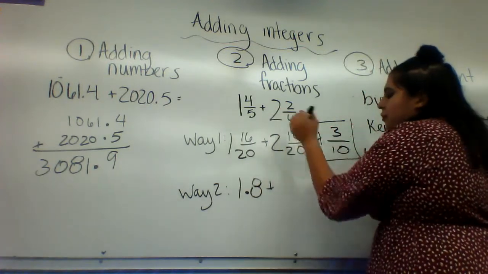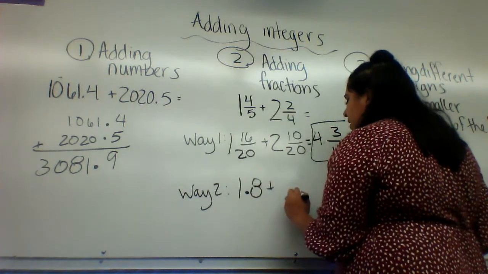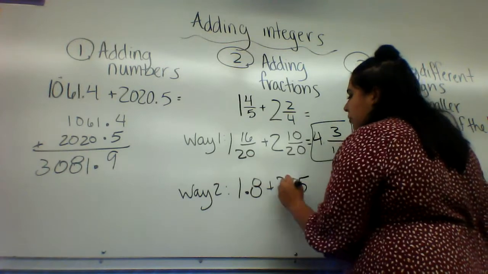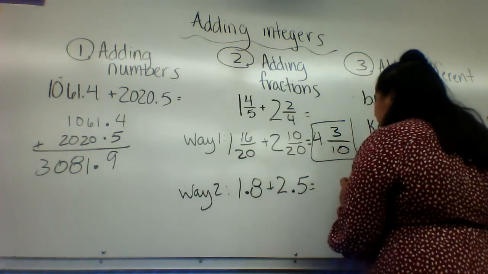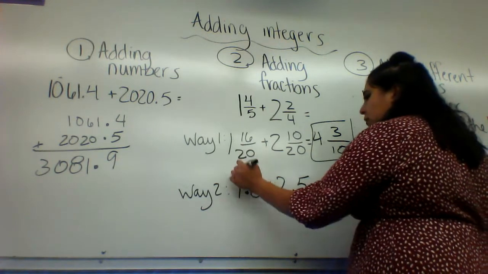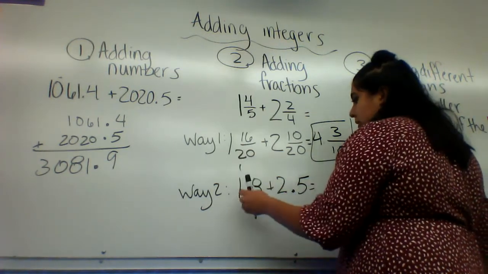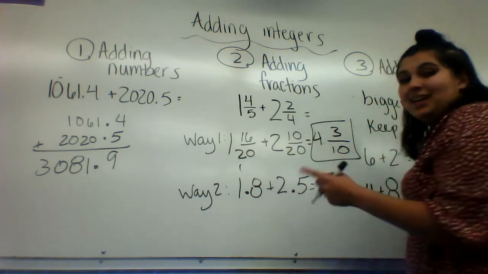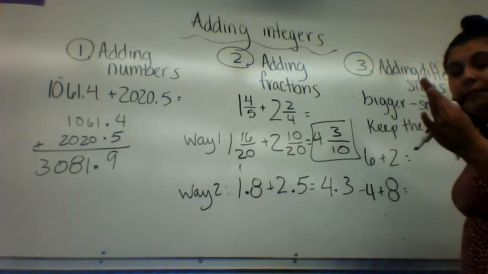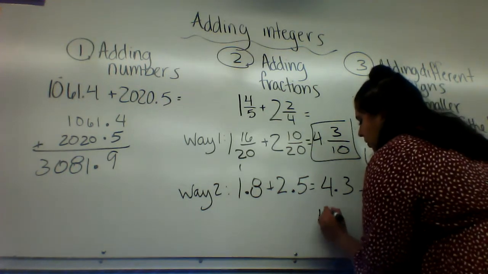Now I'm going to do 2/4 as a decimal. That's 0.5. I'm going to bring down that whole number. That's here. So now I do 8 and 5 together. That's going to give me 1. Carry the 1. 2 plus 1 plus 1 is 4. So that's 4.3.